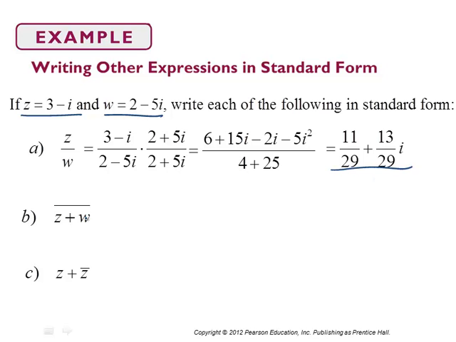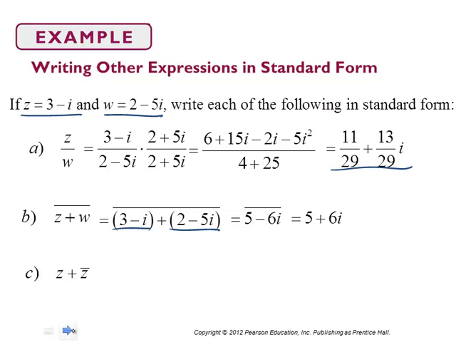If you see the conjugate of z plus w, all you need to do is add z to w, and then take the conjugate of that result. Now, z plus w is 5 minus 6i, right? Because 3 plus 2 is 5, and negative 1 minus 5 is negative 6. The conjugate of that is 5 plus 6i. So when you see this, it means take the conjugate of z plus w. The order of operations is that you add the two complex numbers first, and then you take the conjugate.